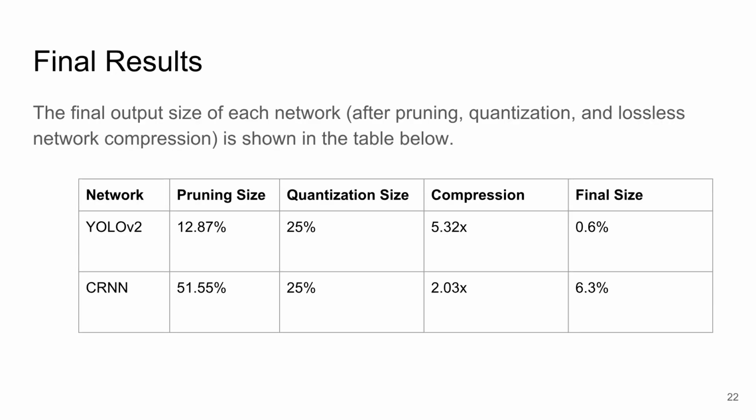For our final results, after doing pruning, quantization, and then applying the Huffman and Lempel-Ziv compression, we found that our YOLO V2 final size ended up being approximately 0.6% of the original size, and the CRNN was only about 6% of the original size. And these are both without much loss in accuracy, and so we can see that we can actually compress the model quite a bit without losing anything.